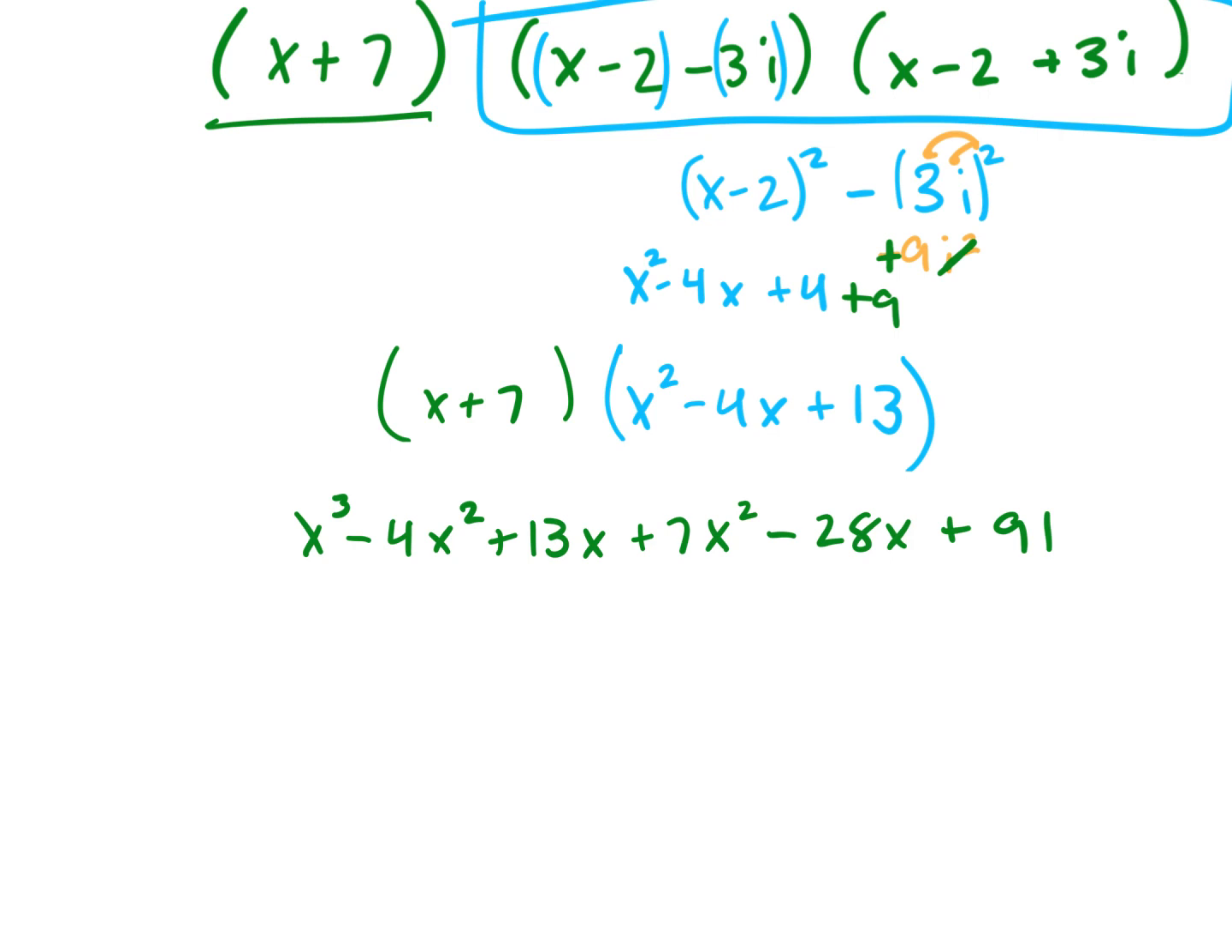Last step is we're going to combine our like terms, and we can't forget to name it. So I'm going to call this f of x. X cubed, our x squared becomes plus 3x squared. Then minus 15x plus 91.